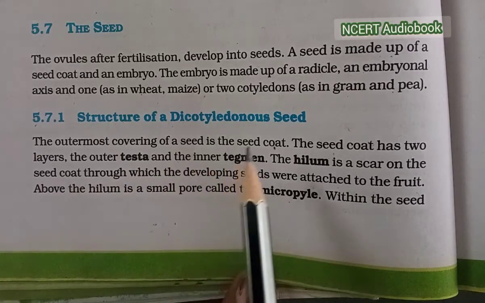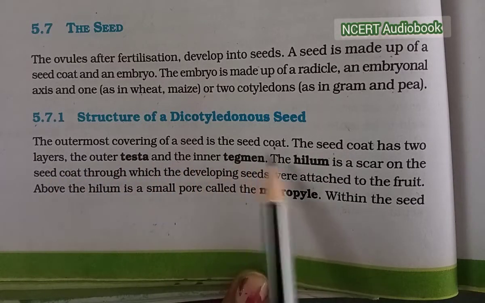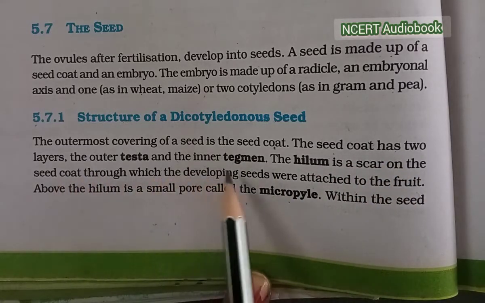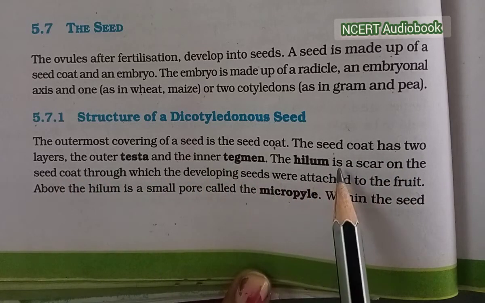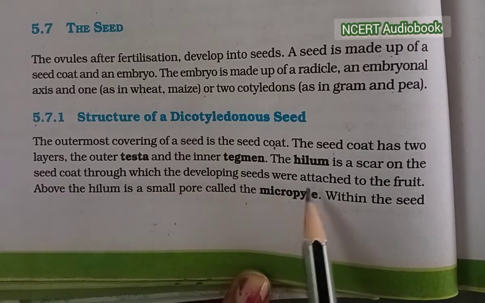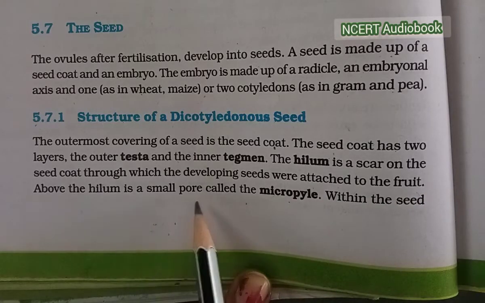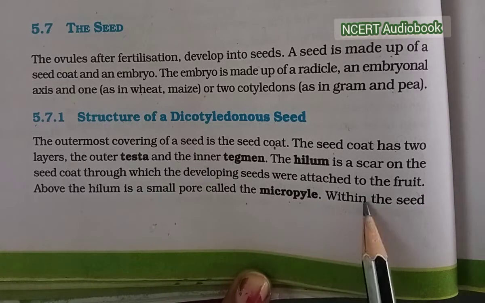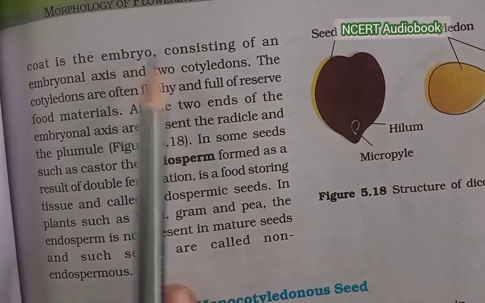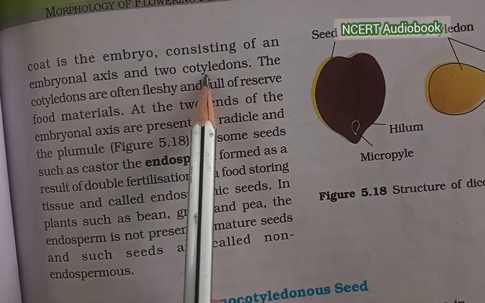Structure of dicotyledonous seeds. The outermost covering of the seed is the seed coat. The seed coat has two layers, the outer testa and the inner tegmen. The hilum is a scar on the seed coat through which the developing seed was attached to the fruit. Above the hilum is a small pore called the micropyle. Within the seed coat is the embryo, consisting of an embryonal axis and two cotyledons.